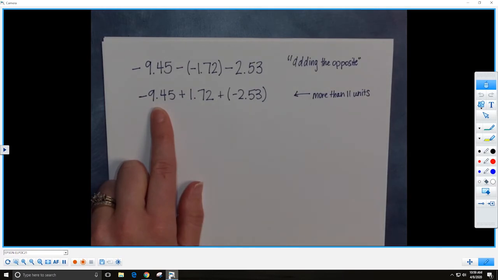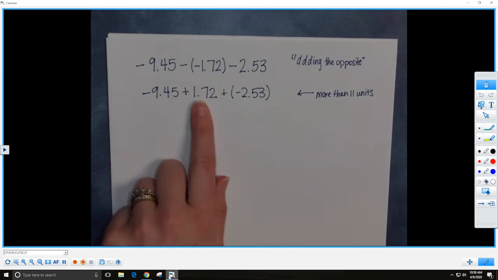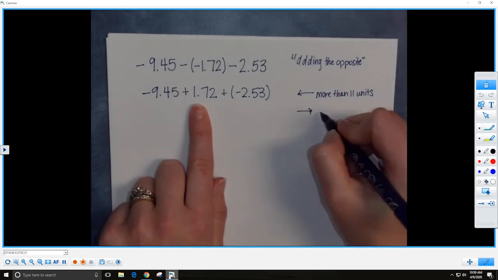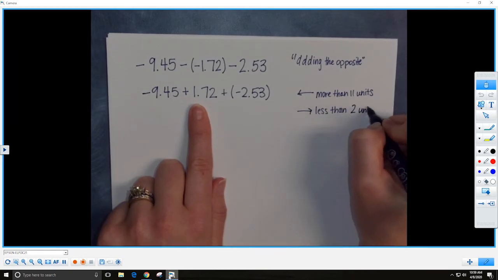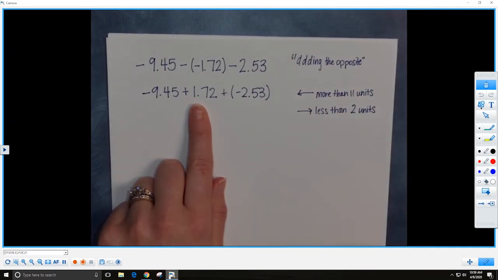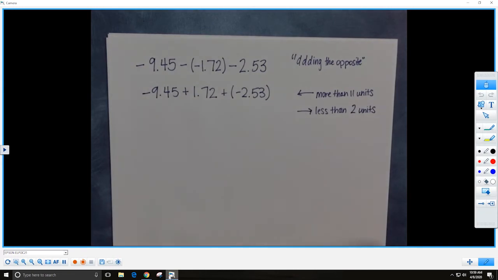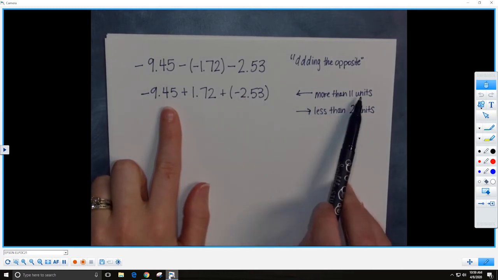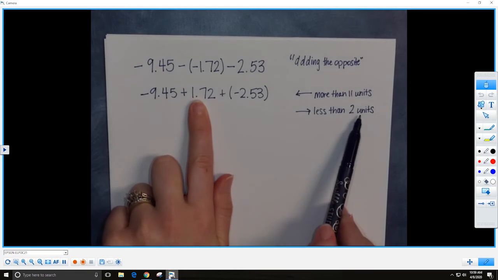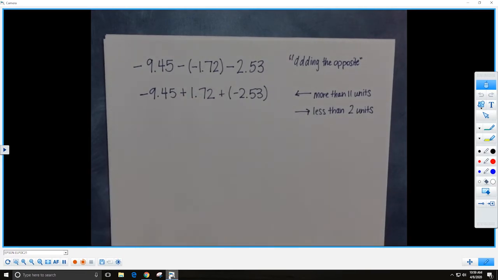Then we're going to move to the right less than 2 units because this is less than 2. This tells us that our answer should be negative because when we put these two together, they're more than 11. If we move to the left more than 11 and then move to the right less than 2, our answer is going to be negative. Determining if our answer is reasonable will help us to check our answers.